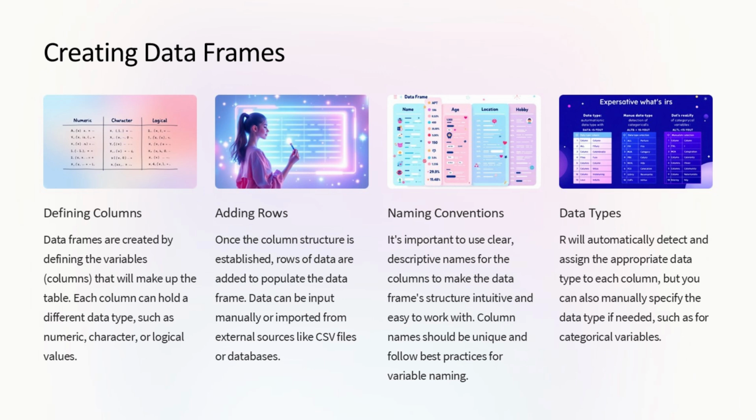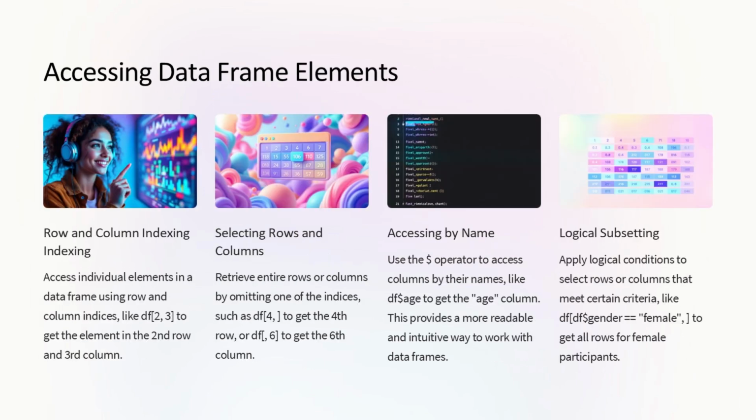It's important to use clear, descriptive names for the columns to make the data frame intuitive and easy to work with. Column names should be unique and follow best practices for variable naming. R will automatically detect and assign the appropriate data type to each column, but we can also manually specify the data type if needed. Data frames are a key data structure in R for working with tabular data.